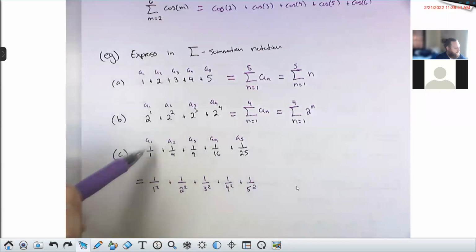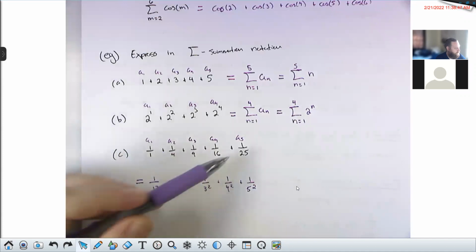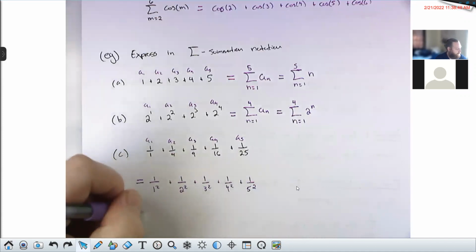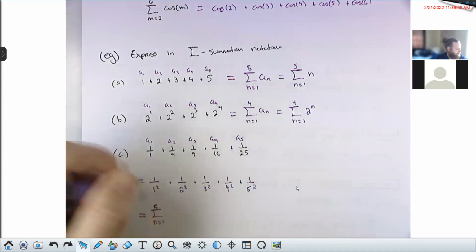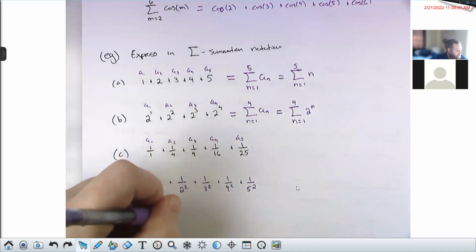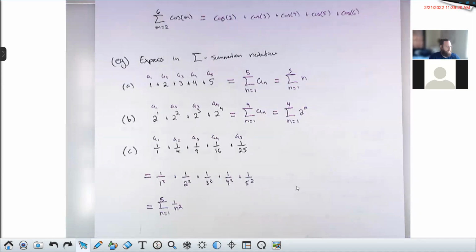So I think from here saying, okay, A1 is 1 over 1 squared, A2 is 1 over 2 squared, A3 is 1 over 3 squared, A4 is 1 over 4 squared, and A5 is 1 over 5 squared. From here, I think it's much easier to see that this is the sum from n equals 1 to 5 of 1 over n squared. Right, in other words, the ANs here are 1 over n squared because the numerator is always 1 and the denominator is always the square of the index. So that's the notation. All right, any questions on these two little examples here?